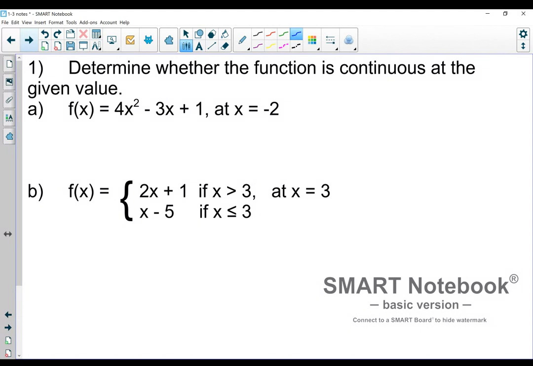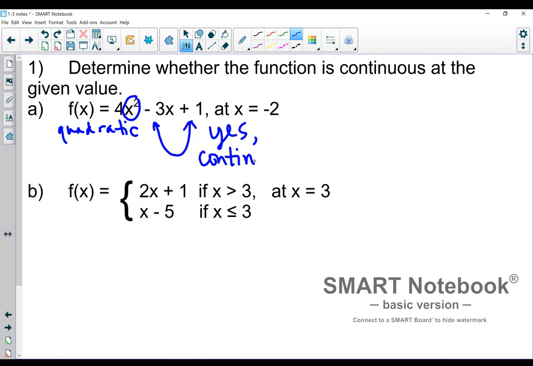So what I notice about f of x is I have an x squared, I have 3x, I have 1. My highest power is x squared. That means I've got a quadratic, which means if I graph it, I have a parabola. And because the 4 is positive, I would have a parabola that looks like this. So we can already tell that the graph is going to be continuous at any value of x along this. So I'm going to say yes, continuous.